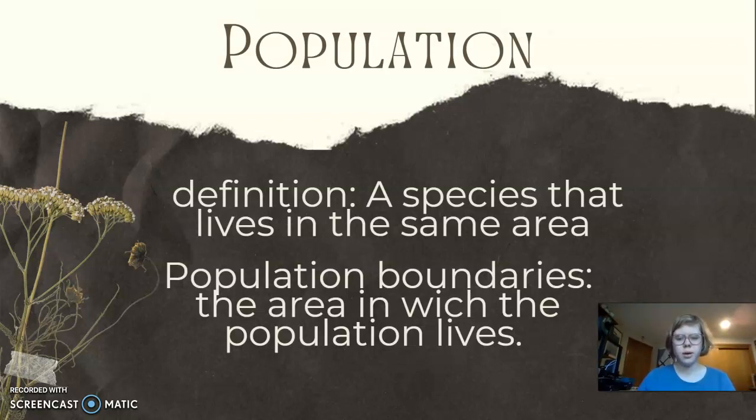And so that is a brief overview and summary about diversity and populations.